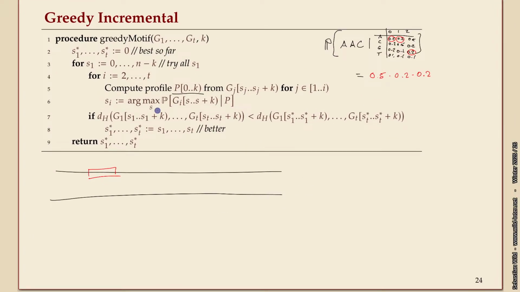And so here, what I'm doing for the next string that I pick my window from, I iterate over all the possible start positions, take the length k substring, and compute how likely that is to arise if I'm assuming the current profile from the previous rows as the truth. And then I just pick the one that's most likely. That's what this does. It's a most likely continuation.